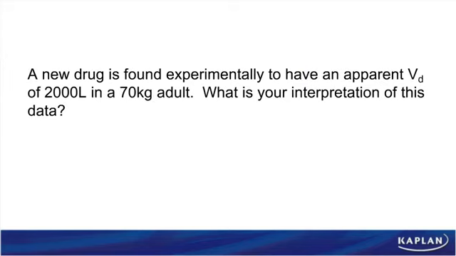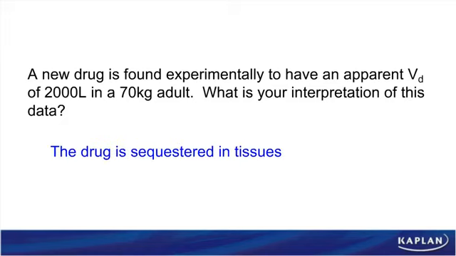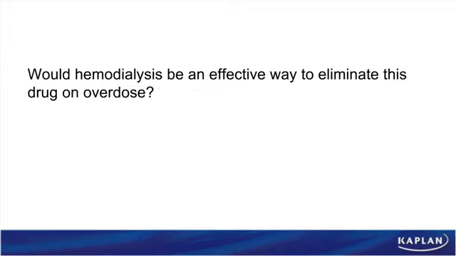A new drug is found experimentally to have an apparent VD of 2,000 liters in a 70-kilogram adult. What is your interpretation of this data? 2,000 liters is a very large volume of distribution, regardless of the weight of the patient. The high volume of distribution means that this drug is readily sequestered in the tissues.